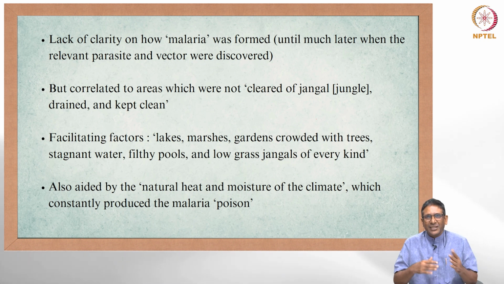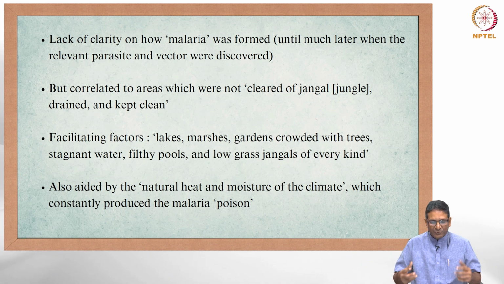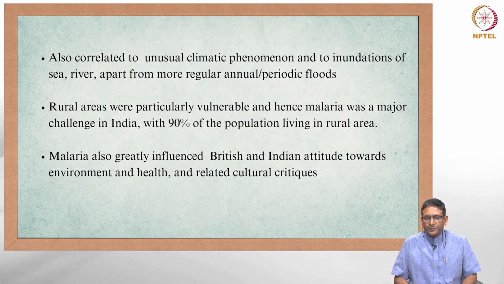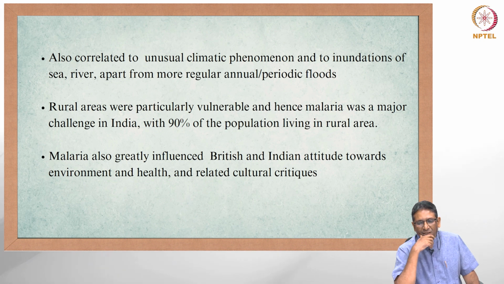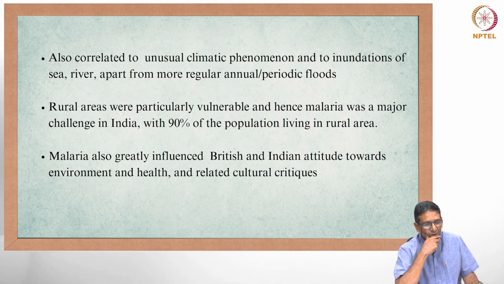So, this is all in line with the environmentalist paradigm. These climatic factors, environmental factors, were supposed to release a kind of poison which was very conducive for malaria's spread. Also, correlations were made to some unusual climatic phenomena and to inundations of the sea and the river, apart from more regular annual and periodic floods.